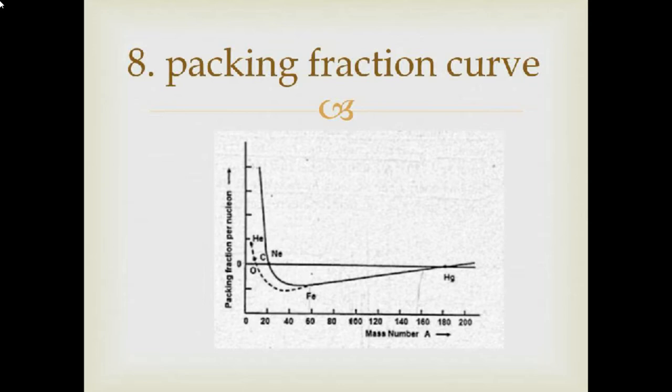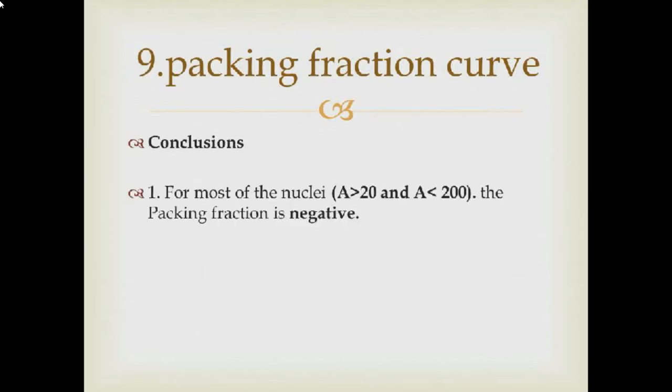They can give you the curve and ask you the name of the curve. So this is the packing fraction curve you need to write, and on the x-axis it is the mass number and on the y-axis it is the packing fraction per nucleon. So what are the conclusions drawn from the packing fraction curve? As we just saw in the last slide, some of the important conclusions in the upcoming slides can be asked as fill in the blank questions as well as true or false.